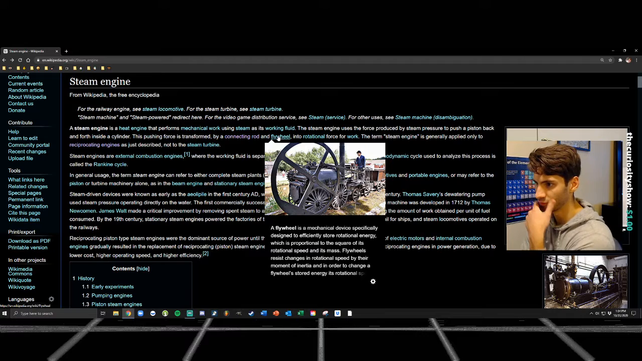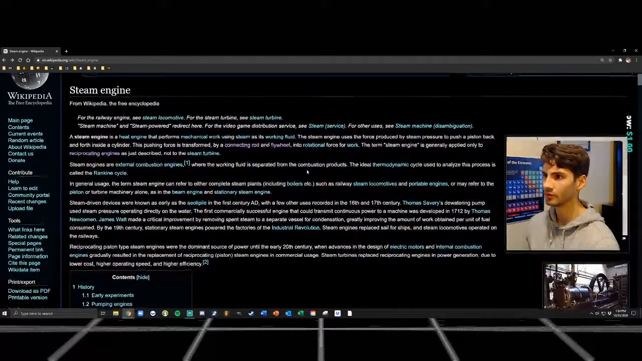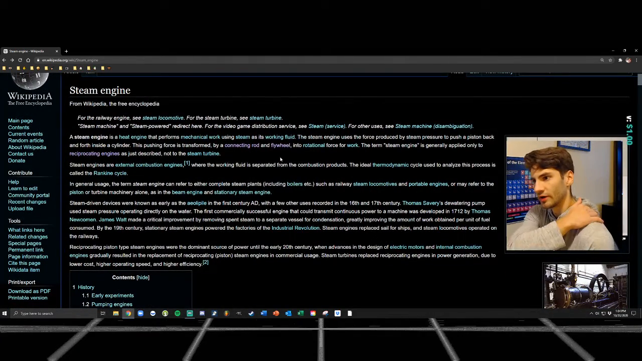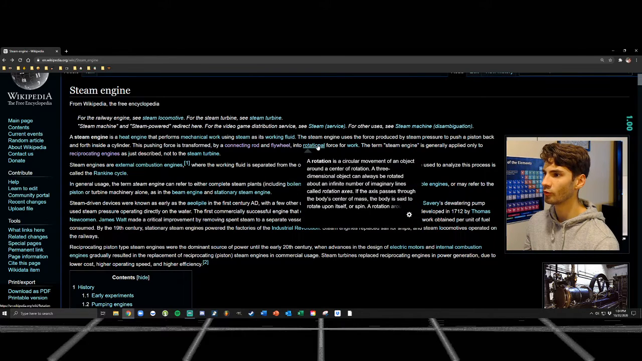A flywheel is a mechanical device specifically designed to efficiently store rotational energy, which is proportional to the square of its rotational speed and its mass. Flywheels resist changes in rotational speed by their moment of inertia. And in order to change a flywheel's stored energy, its rotational speed and its mass. Okay, very cool. So this pushing force is transformed by a connecting rod and a flywheel into rotational force for work.